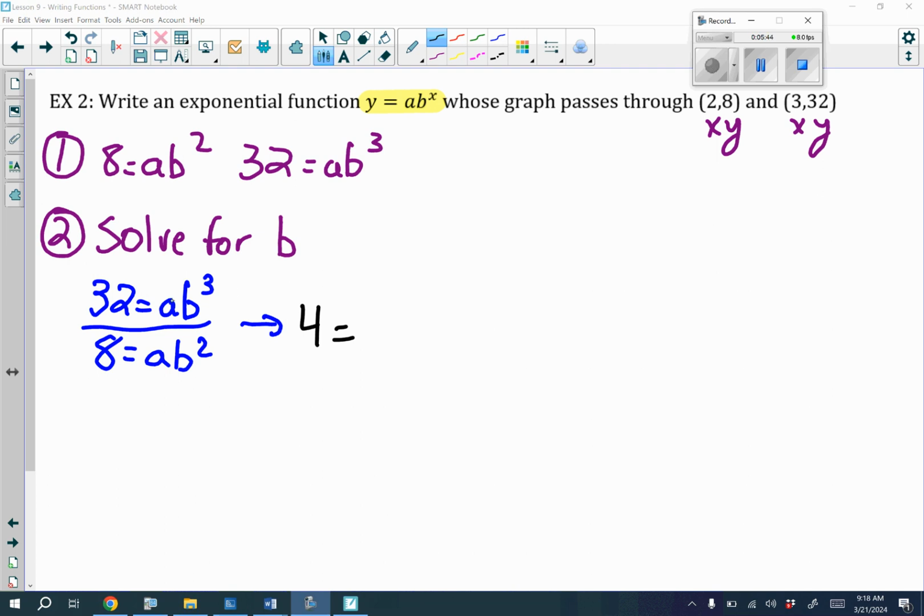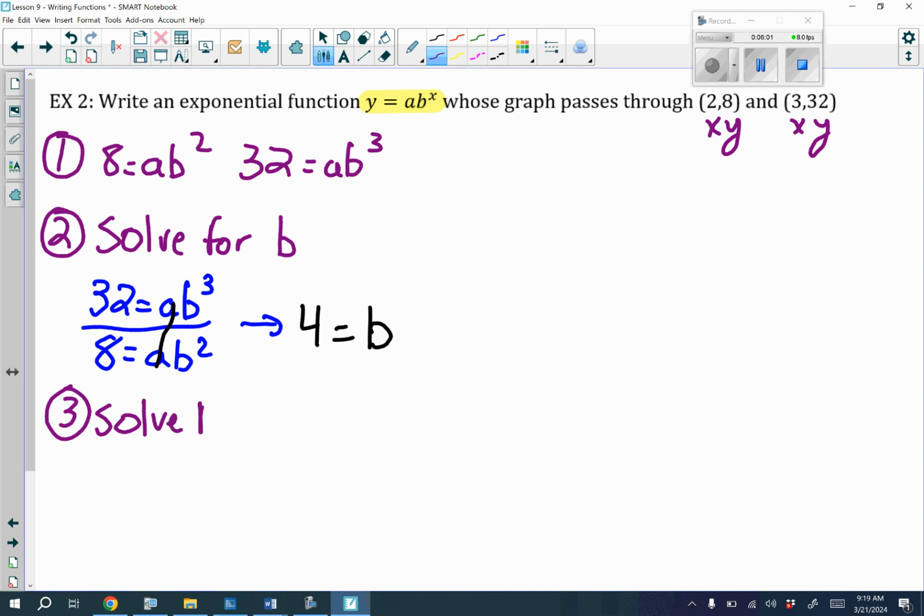So I get my 4, and then remember my a's cancel here. Now, when I do b cubed divided by b squared, notice that my exponents subtract, so that just gives me b. So I really don't need to do anything else because b is now all by itself. Okay, step 3 is now to solve for a.